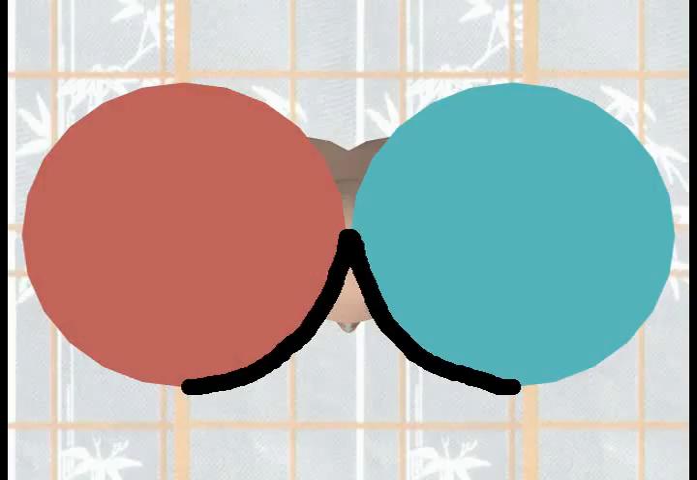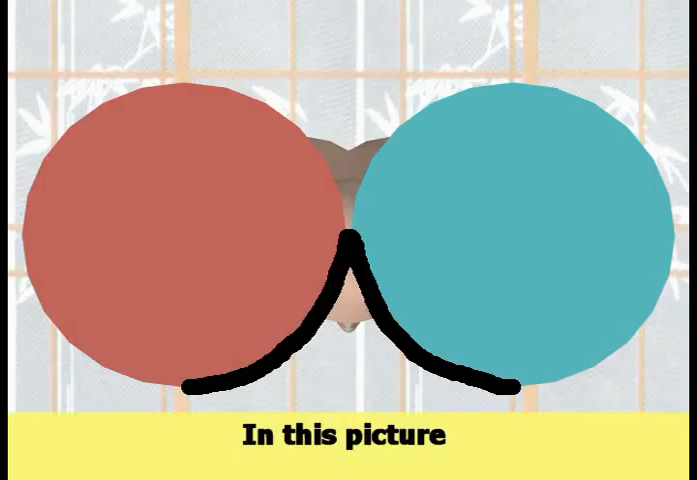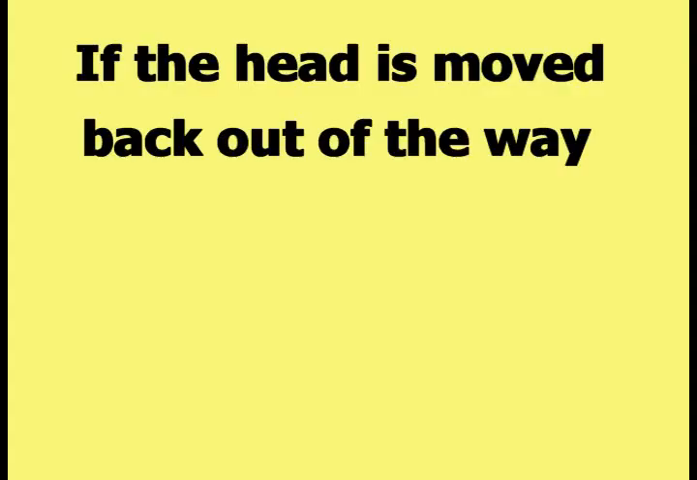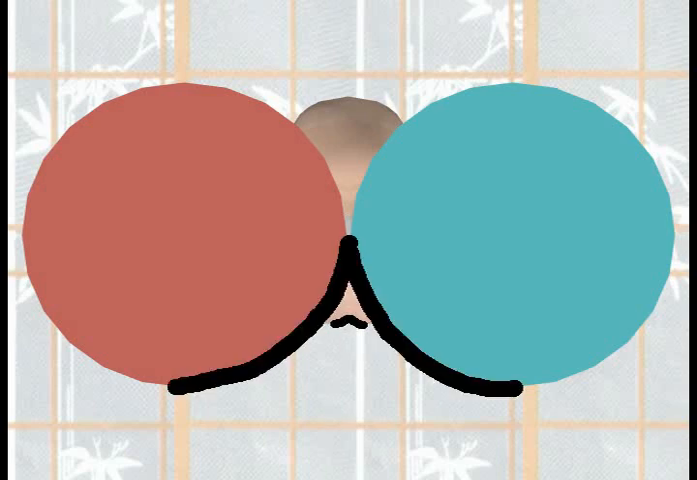The front of the cylinders have the same shape at their meeting point as the back of the cylinders, as shown here. In this picture, the head obscures the front of the body. If the head is moved back out of the way as shown in this picture, it is possible to see that there is a depression in the center of the front of the chest. This next picture outlines the depression in the chest to show that it has a similar shape to the shape created by the meeting point at the front of the two cylinders.